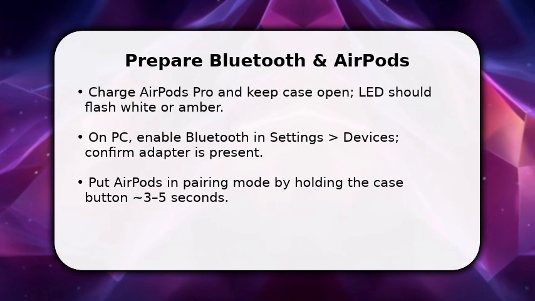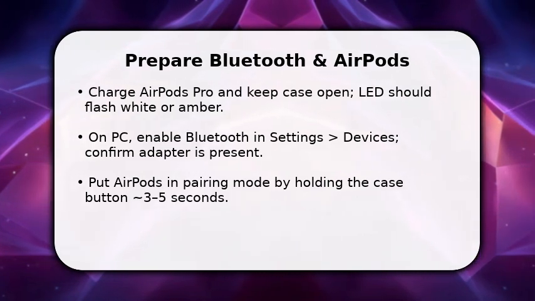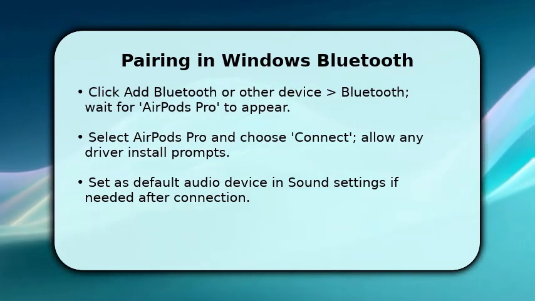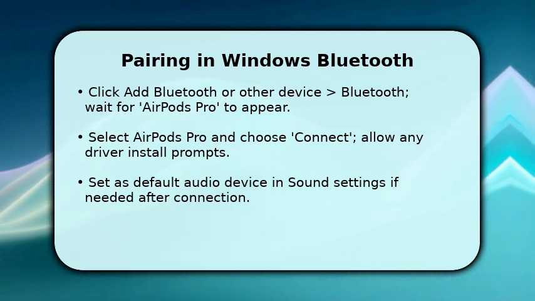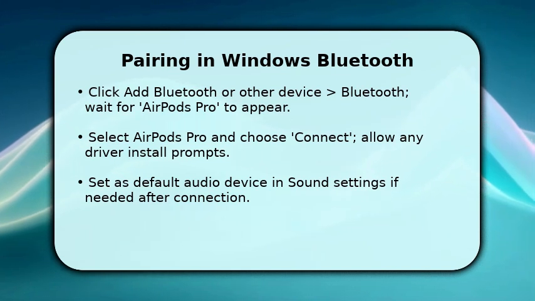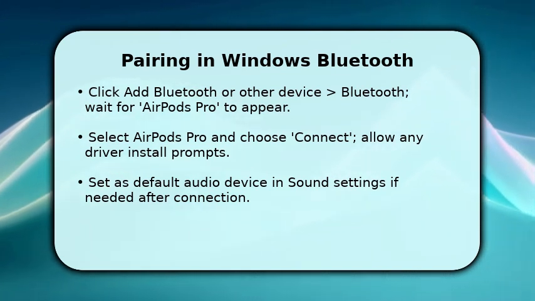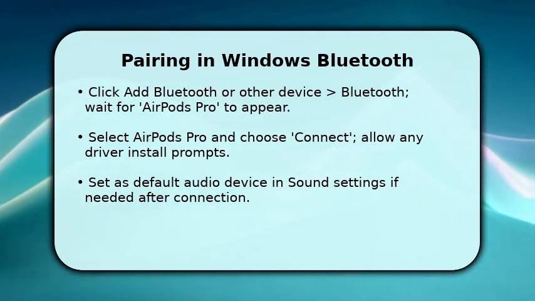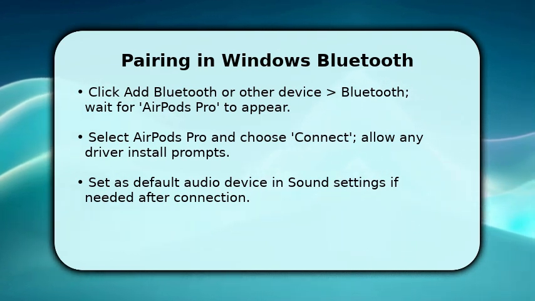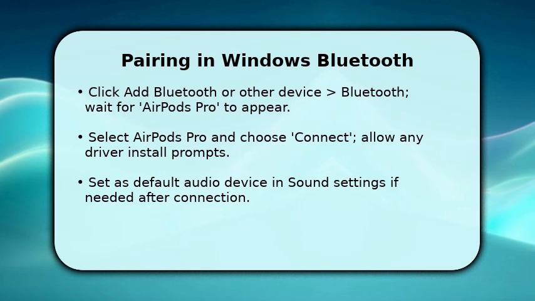Now pair them. On the Bluetooth page, click Add Bluetooth or Other Device and choose Bluetooth, then watch the devices list for AirPods Pro. Select your AirPods Pro and choose Connect. Windows may take a few seconds to install drivers. Allow it. Once connected, open Sound Settings and set the AirPods as the default playback and recording device if they don't switch automatically. Make sure to select the correct audio profile for quality versus mic.